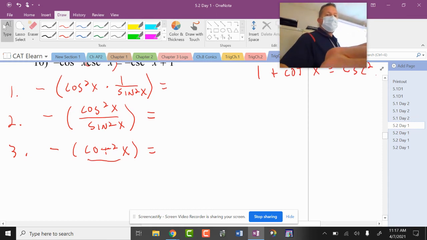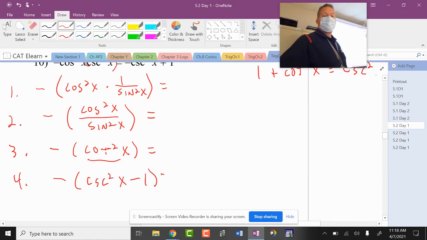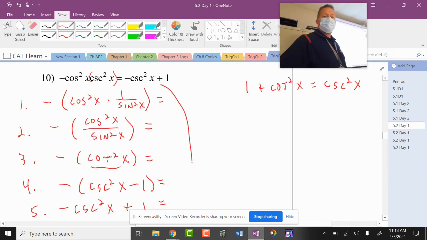Yay. Wait for the pen, wait for the pen. There we go. Love you. So this is cosecant squared of x minus 1. And then when you distribute the negative, you get negative cosecant squared plus 1. And I think that's exactly what's written on the right side.